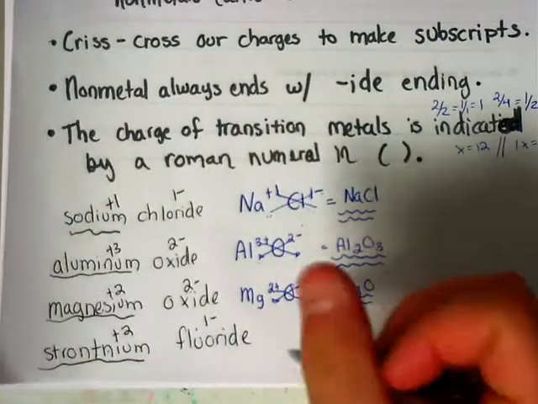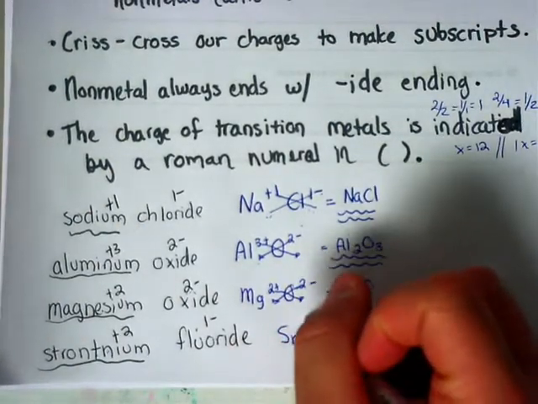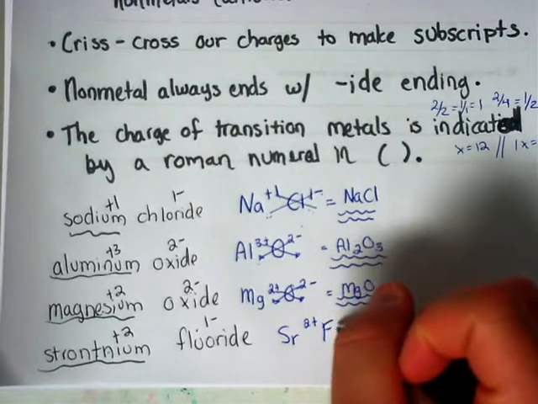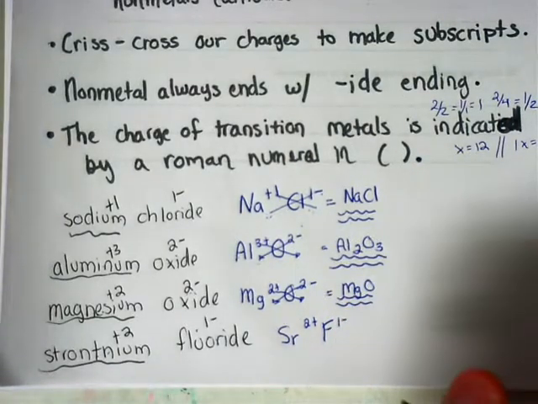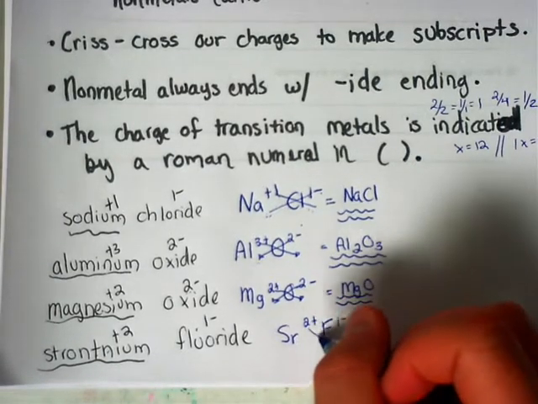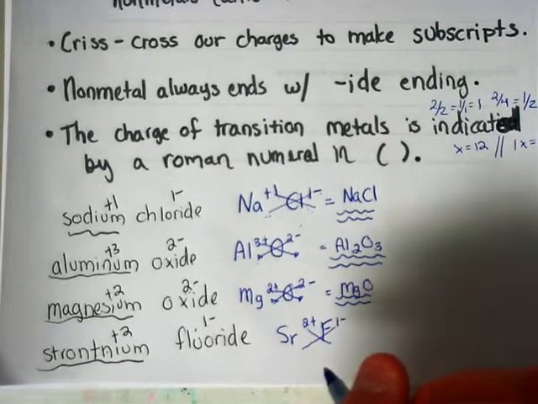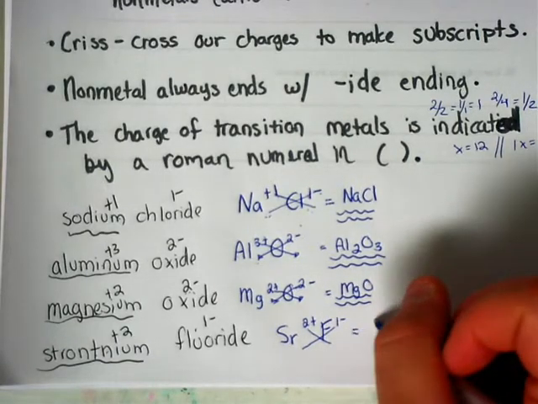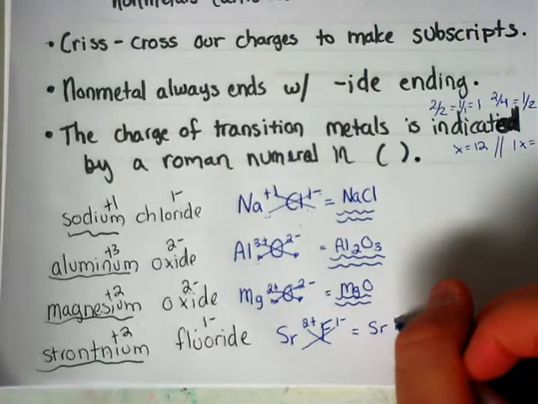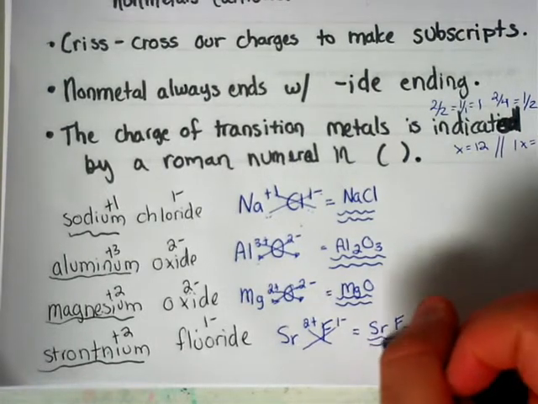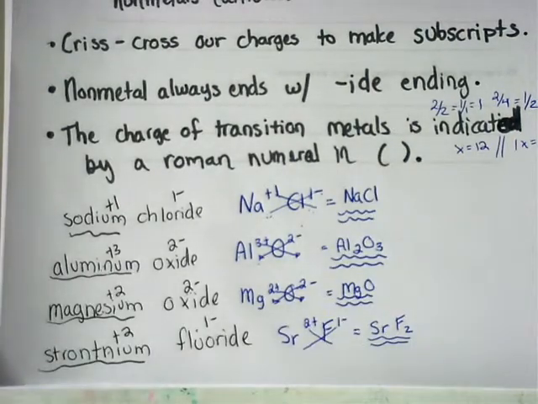Strontium fluoride. Strontium is Sr and it's 2+. Fluoride is F and it's 1-. Bring down your 2 and your 1. That leaves you with SrF2. Did I bring down my signs at all? No, you never do.